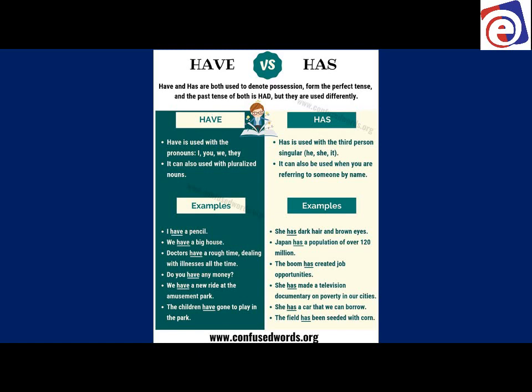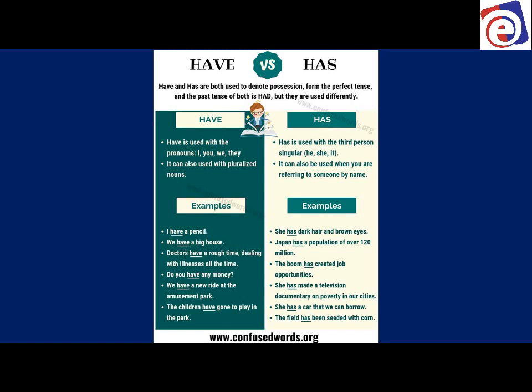Do you have any money? We have a new ride at the amusement park. The children have gone to play in the park. Children, by the way, is also a pluralized noun. The child has gone. The children have gone. Okay, so remember, I, you, we, they have.